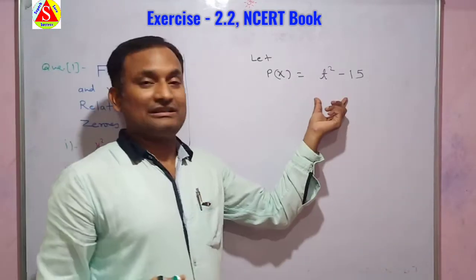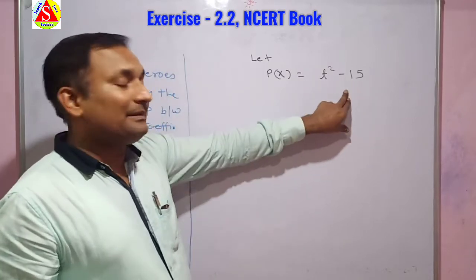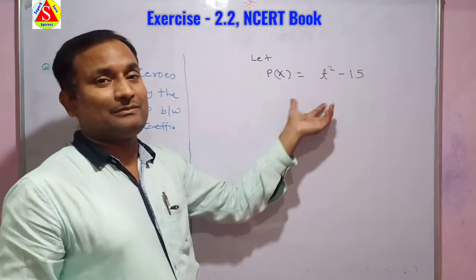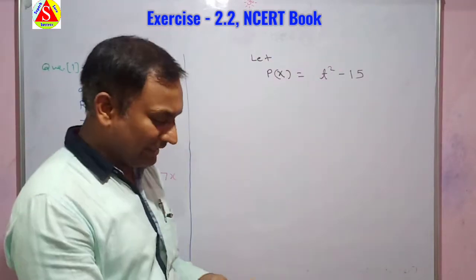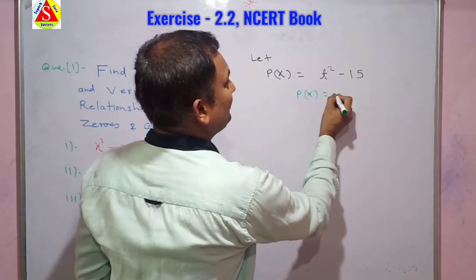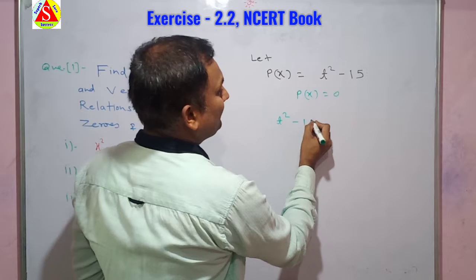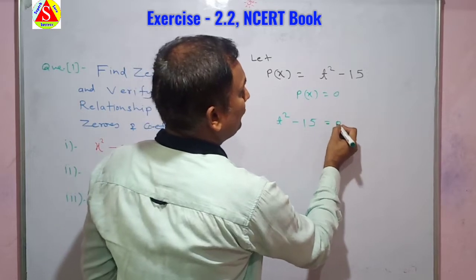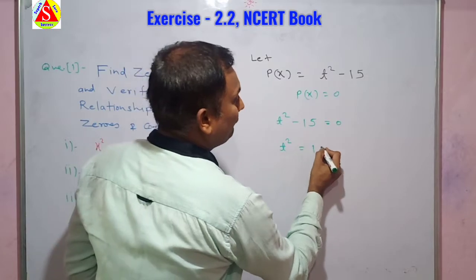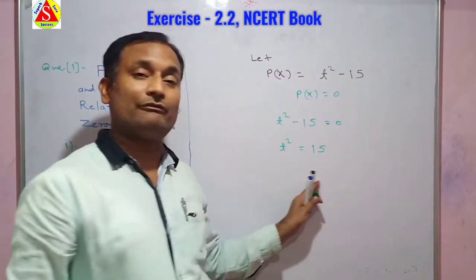Okay, so dear students, here you can see that the x term is missing. So we can solve this question by another method. To obtain the zeros, we equate P(t) to 0. So when we equate t square minus 15 to 0, what will we have? Transferring 15 to the right side, we will have t square is equal to 15.